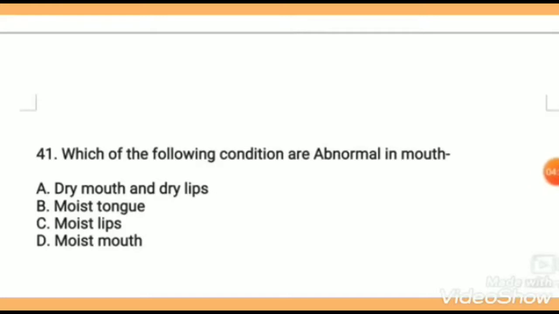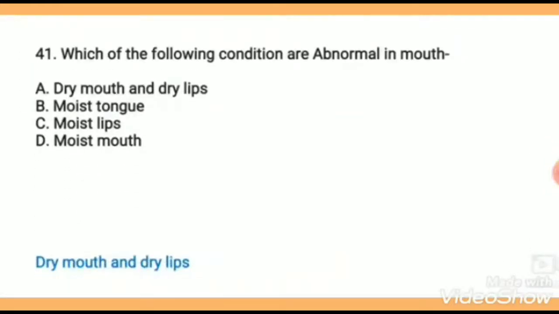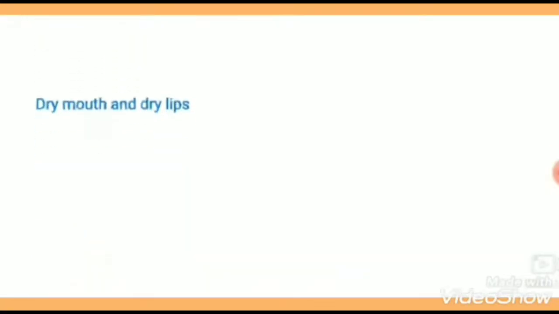So, the condition which is abnormal in mouth is dry mouth and dry lips. Because dry mouth can be due to certain health conditions such as diabetes, stroke, yeast infections, or oral thrush in mouth, etc. Next question.